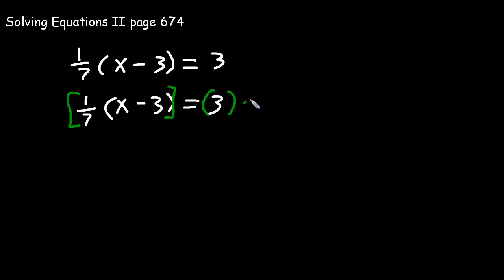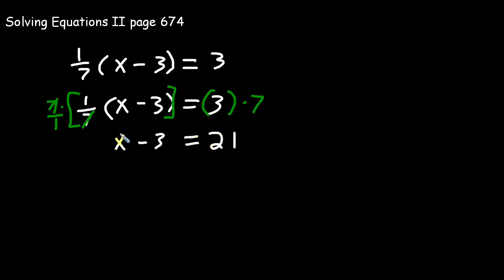What you do to one side of the equation, it's important to do to the other side. So I'll multiply each side by 7. You can always put 7 over 1. Now you divide 7 here, you divide 7, you're just left with 1. So that takes care of the 1/7. So now we have x minus 3, and 3 times 7 is 21.